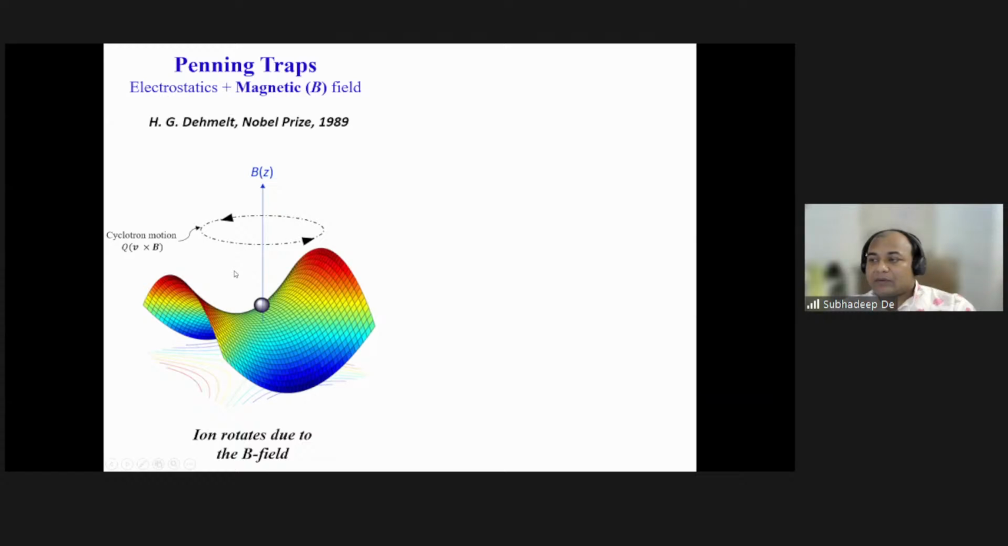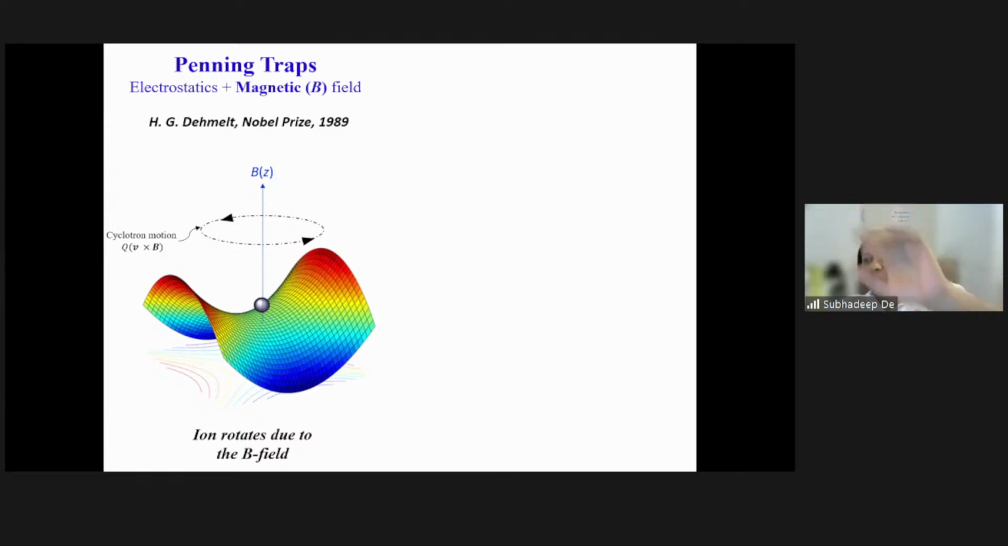They apply a magnetic field, and as a result the ion will experience a cyclotron motion. You know the Lorentz force, Q times V cross B. So the ion will rotate within that potential, and if you apply an adequate magnetic field, this spinning motion of the ion will be very fast. So whenever the ion tries to fall from this direction, it will move and see this very high hill, so it won't be able to fall.